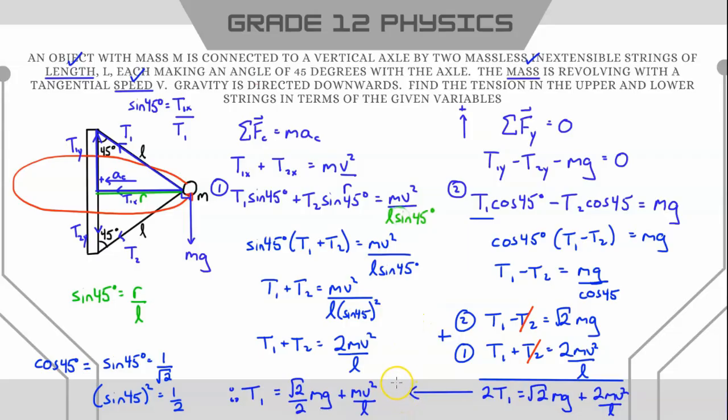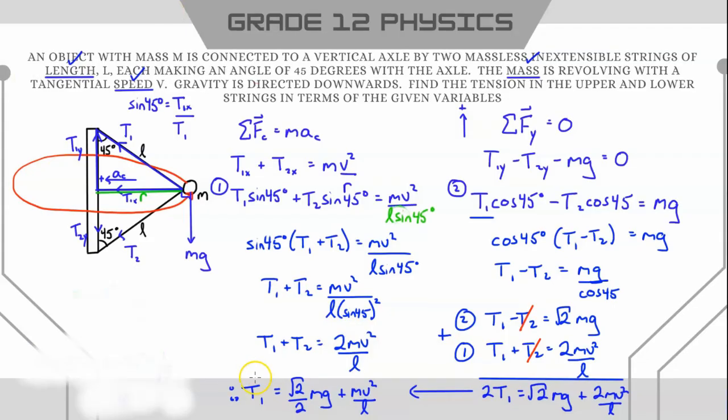Then what we have to do is solve for T2. So this is where we can use a substitution. And so what I will do here, I'm going to need an eraser. And I can take this T1 and substitute it right into there. And I'll write this over here. So when I substitute that in for T1, we get root 2 over 2 mg plus mv squared over L. And then we have the plus T2 is equal to 2mv squared over L.